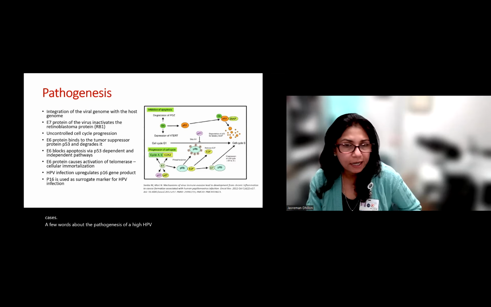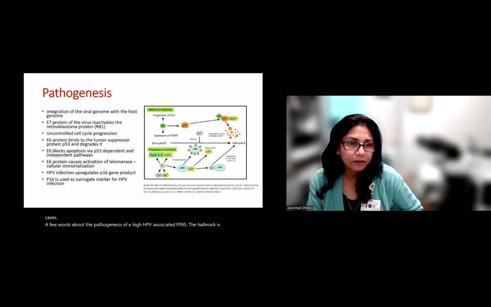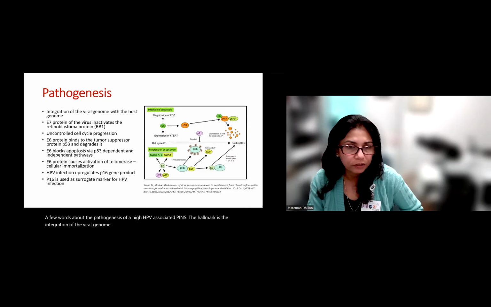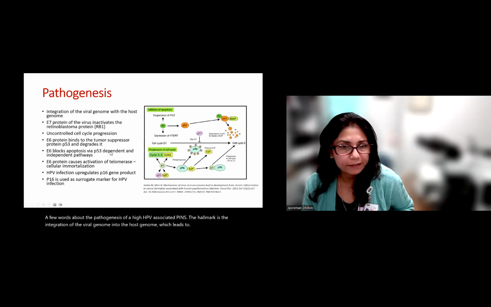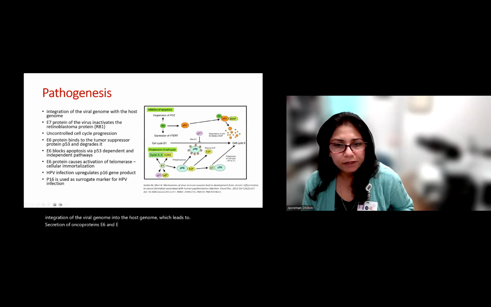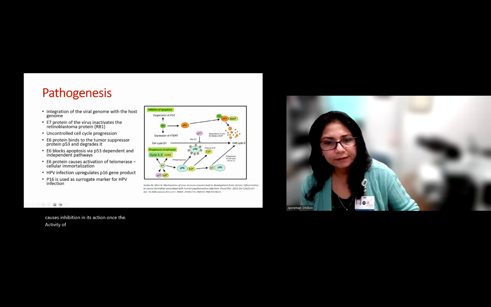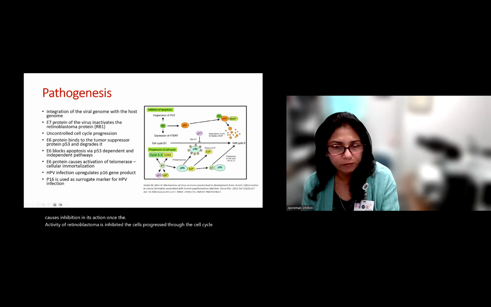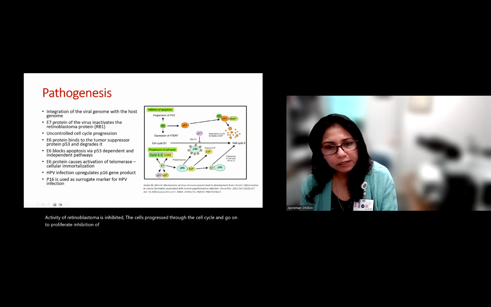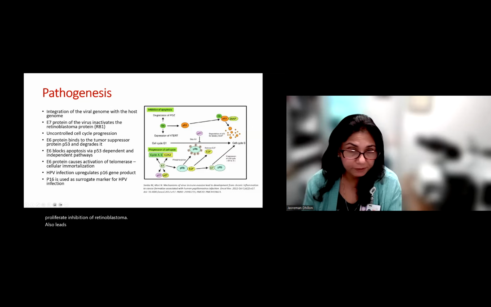A few words about the pathogenesis of HPV-associated PEINs. The hallmark is the integration of the viral genome into the host genome, which leads to secretion of oncoproteins E6 and E7. E7 combines with the retinoblastoma protein, and it causes inhibition of its action. Once the activity of retinoblastoma is inhibited, the cells progress through the cell cycle and go on to proliferate. Inhibition of retinoblastoma also leads to upregulation of P16.